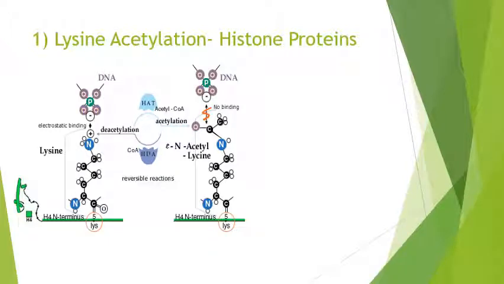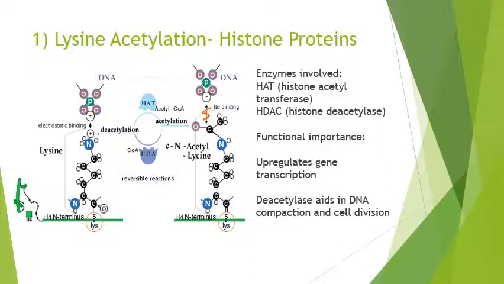One of the most studied examples of lysine acetylation in the literature is that of histone proteins. As you can see from the diagram, acetylation of histones on a lysine residue neutralizes the positive charge of the histones, and histones are responsible for forming octamers for nucleosomes, which are responsible for DNA compaction.